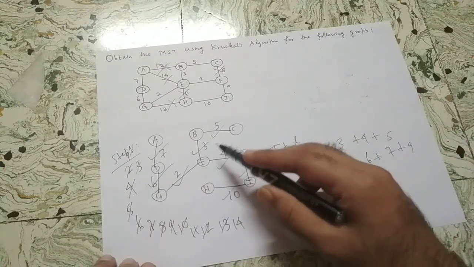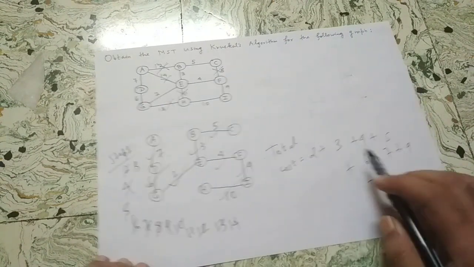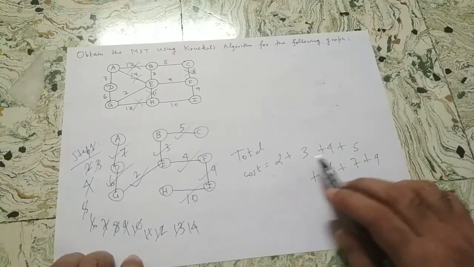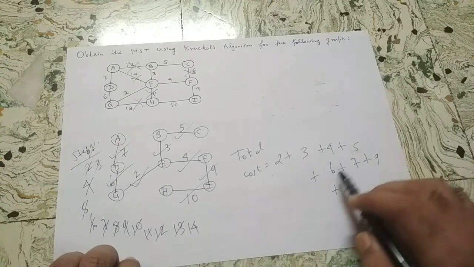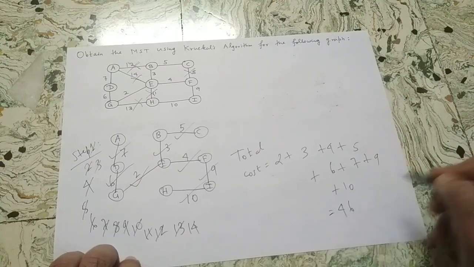Last one is 10. As you can see, I have considered all the edges, right? Just let me verify. Yeah, I've considered all the edges. Now, if you sum it up, what will you get? 2 plus 3, 5, 5 plus 4, 9, plus 5, 14, 20, 27, 36, 46. So, the total sum of weights is 46.